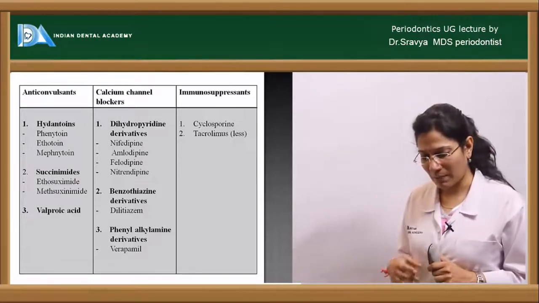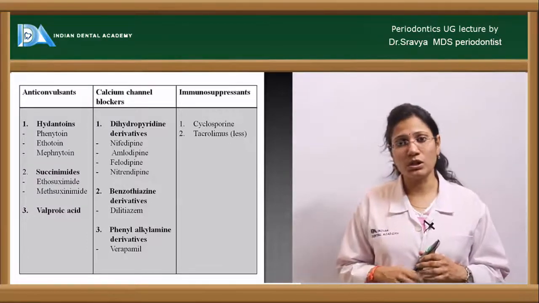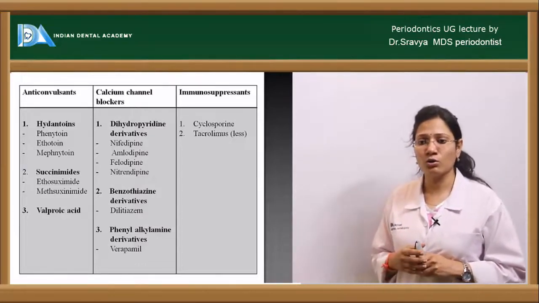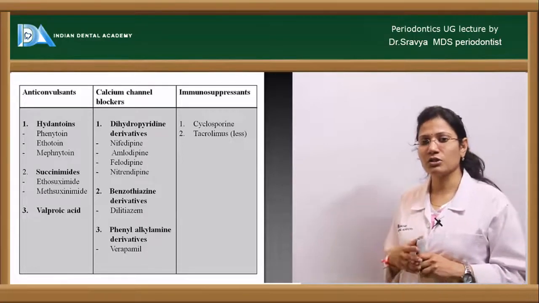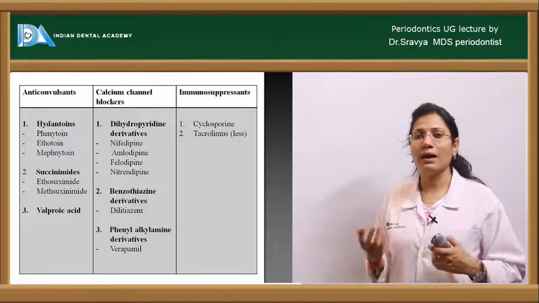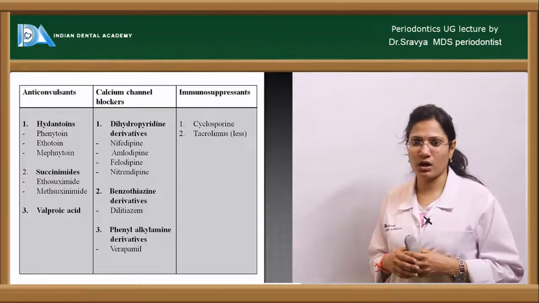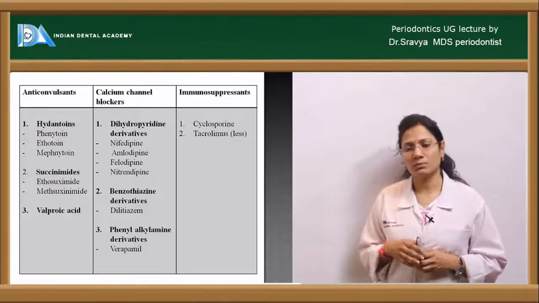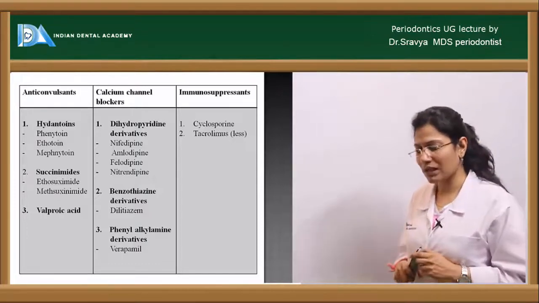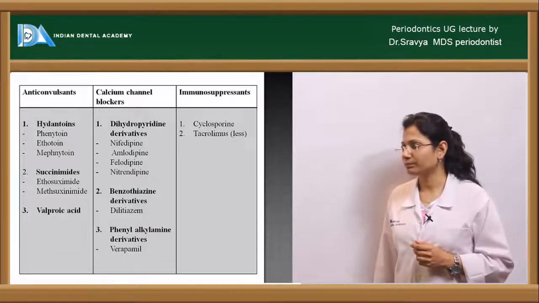your tacrolimus. You know that your immunosuppressants are given in individuals who have undergone any kind of transplant surgeries. So in order to prevent the graft rejection, these patients are put on an immunosuppressive therapy so that the body doesn't reject the graft by stimulating the host immunity and causing destruction of the graft. Therefore, these people are put on immunosuppressive therapy, and this mainly includes your cyclosporin and tacrolimus. And most of the cases reported for gingival enlargement were because of your cyclosporin.